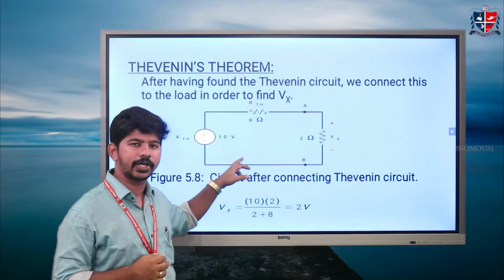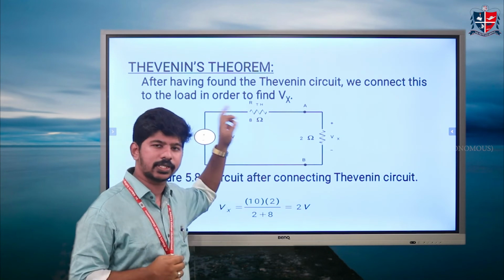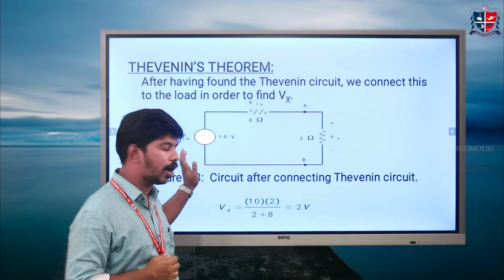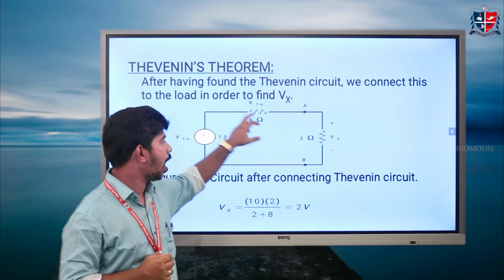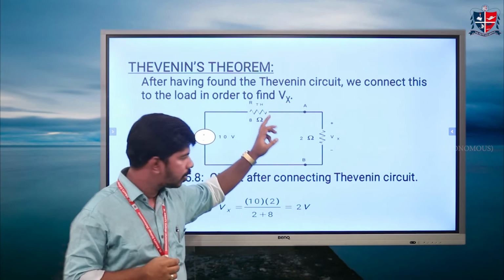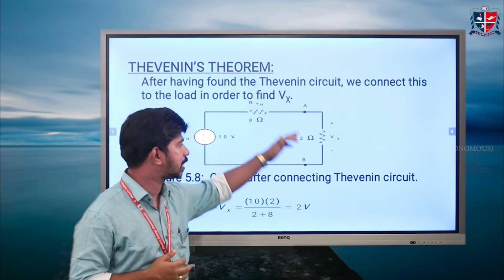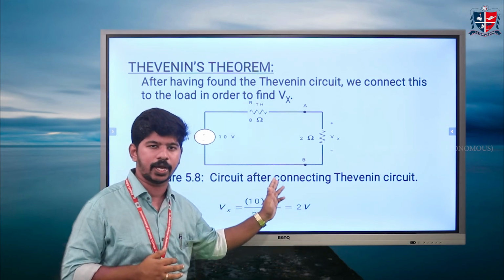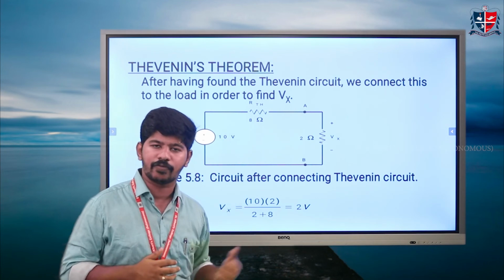Our Thevenin voltage we have already determined as 10 volt. Our Thevenin resistance is 8 ohm. So we can replace the network by this 10 volt and 8 ohm in series, which is connected to our load 2 ohm. Now it is very easy. The circuit which was very complex earlier became very easy. Now we can easily determine the current flowing through 2 ohm.